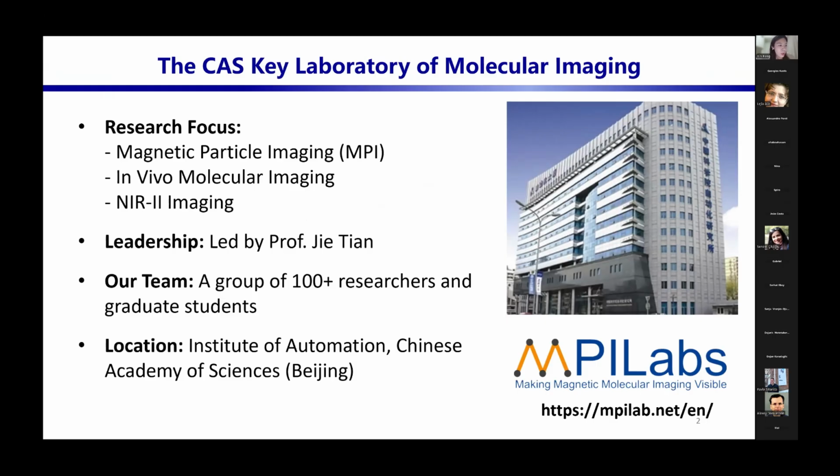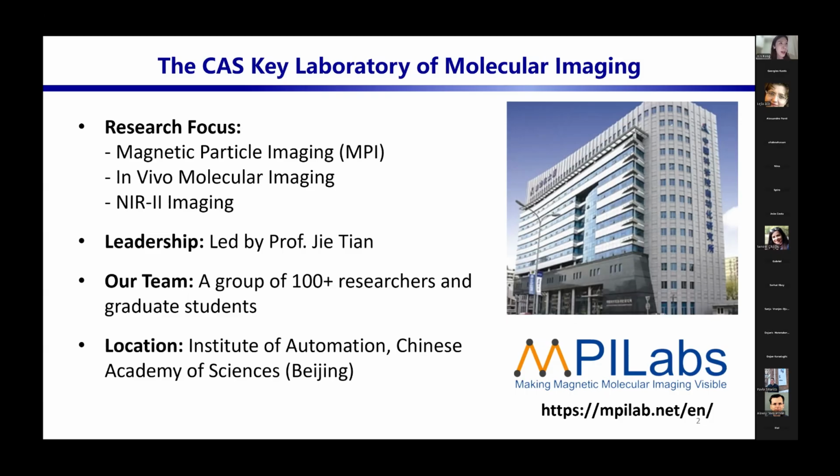And our research covers a few key areas, including magnetic particle imaging for sure, and also in vivo molecular imaging, near infrared 2 imaging, and also medical big data analysis. The team is led by Professor Jie Tian, and we are actually a pretty big group. There are about 100 researchers and students in total in our team.